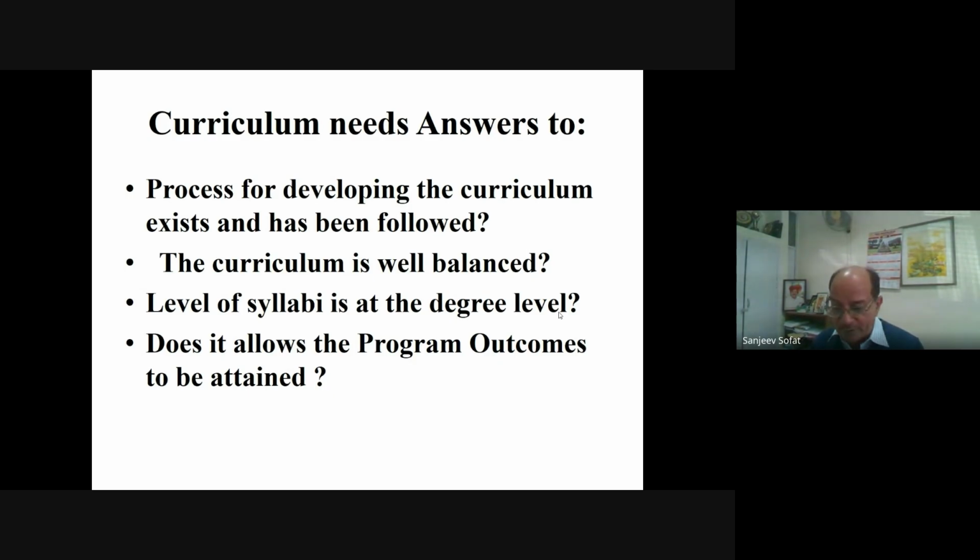Now, up to what level should I teach at the PG level? What level should I teach at the UG level? What is the level I should teach at the diploma level? What is the ITI level? Can it be the same? No. So this is what we have to think about. What sort of level of syllabus should be there for this particular program, and does it allow the program outcome to be attained?